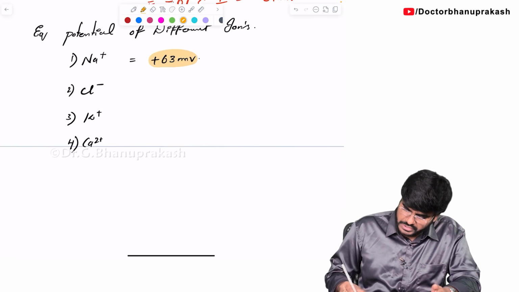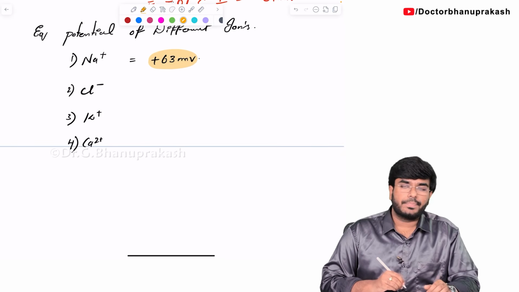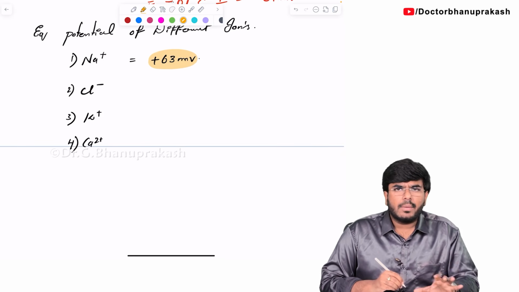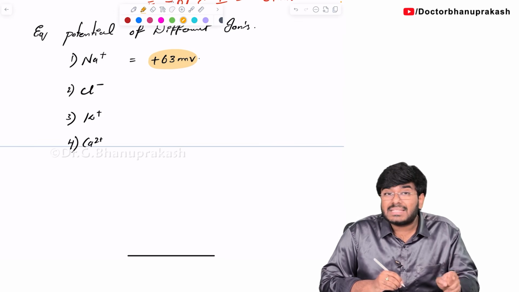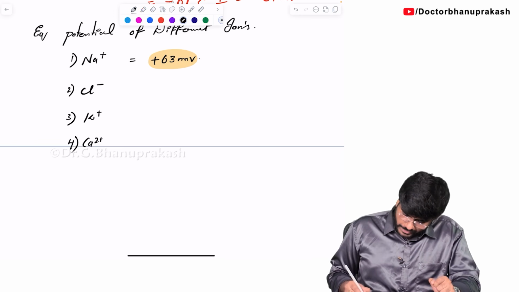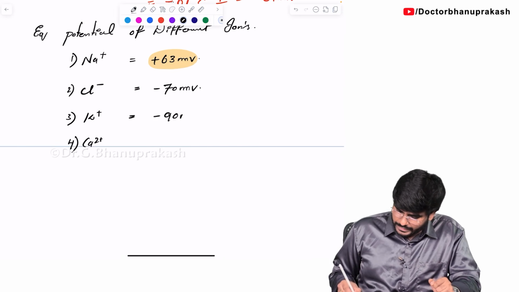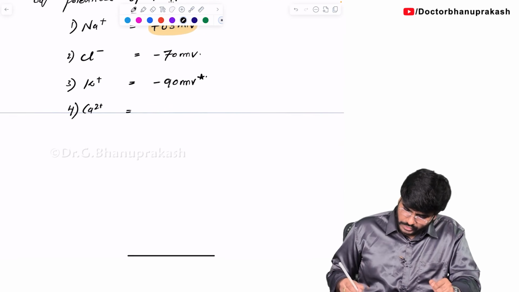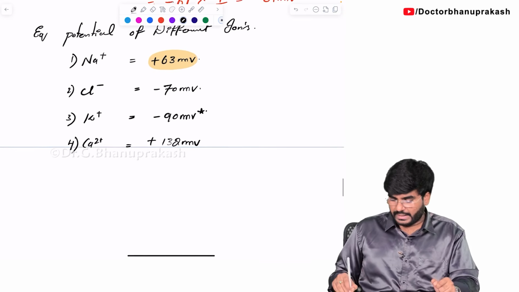So sodium is always trying to create this much voltage inside the cell, plus 63 millivolts. Always, because of the movement of the sodium, it wants to create a voltage of how much? Plus 63 millivolts, because sodium is a positive charge. Chloride wants to create minus 70 millivolts. Potassium wants to create minus 90 millivolts. This is a very important MCQ. And calcium wants to create a voltage of plus 132 millivolts individually.